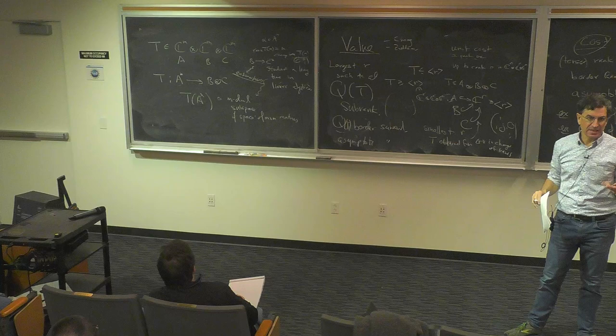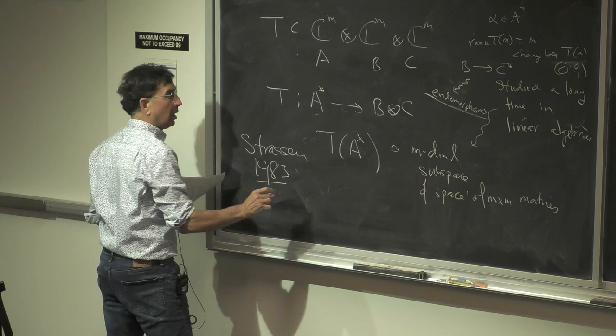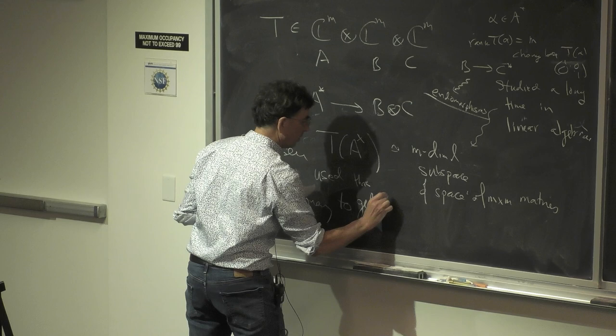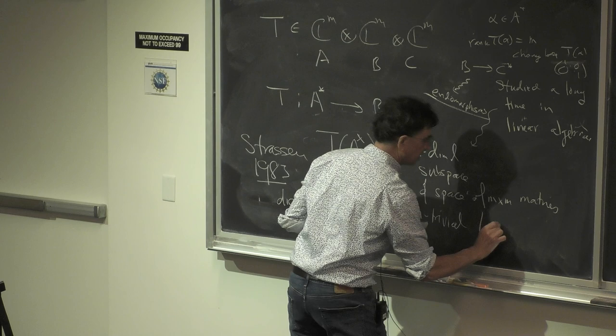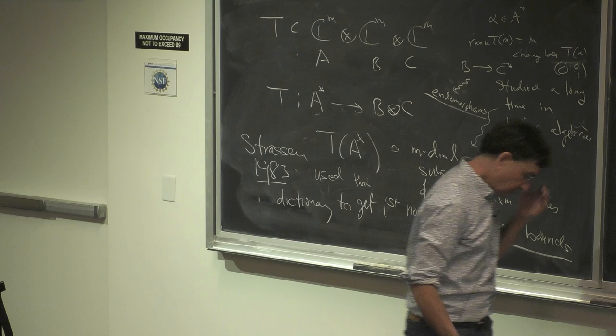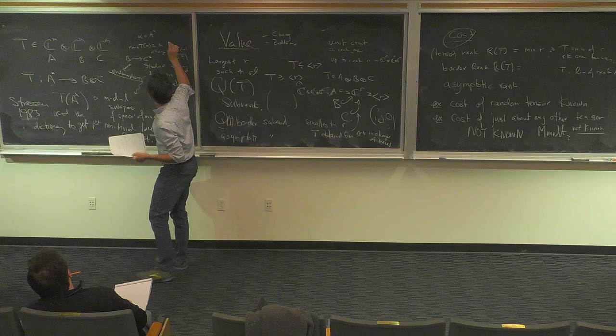And Strassen, in 1983, used this to get the first non-trivial lower bounds for border rank. So the good news is that he was able to prove these lower bounds, but the bad news is he kind of needed to rely on this.